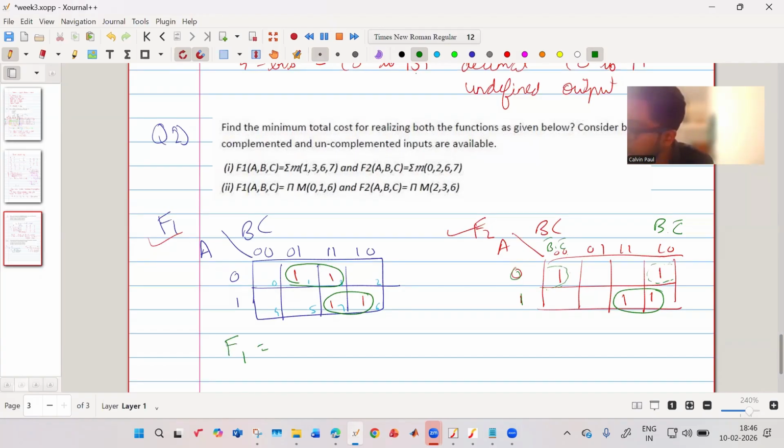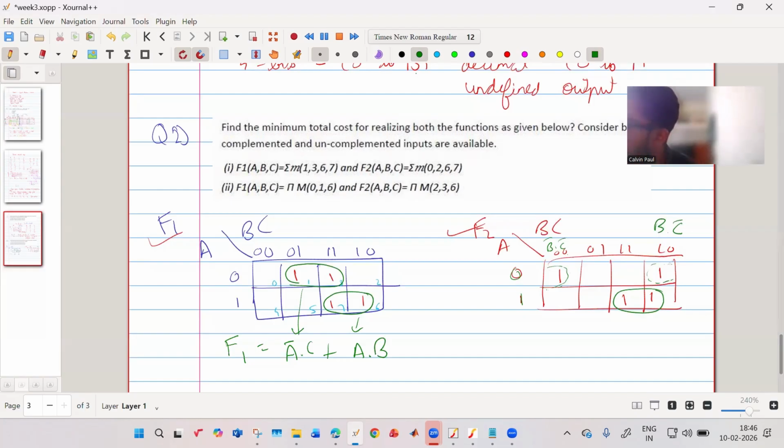So F1 is in this case for this one it is A bar because A bar is common, and over here which is common, C is 1. C is 1, that is common. So it is A bar and C. Next one over here it is A is common because it's in the row A, and what is same in both the columns, that is B is 1. It is A and B.